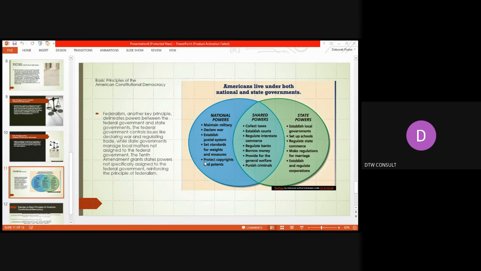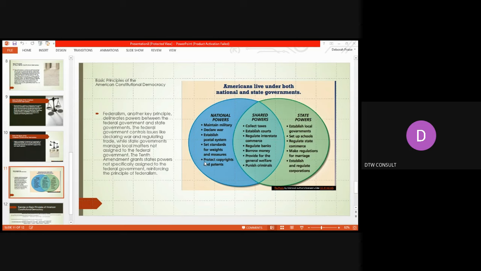All right, so the center is not all powerful. Every state, Chicago, Illinois, all these places, they have their power. Say you go to New York, you go to Texas, they all have their powers, right? Separate powers. Then when you come to the federal government or the national government, you can see the list of powers.